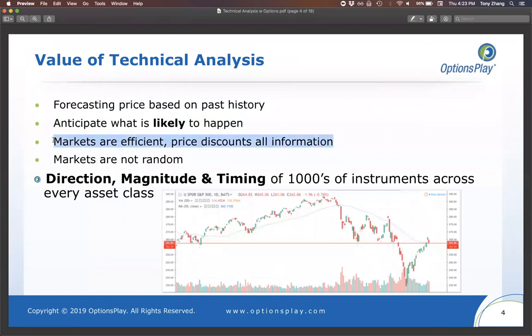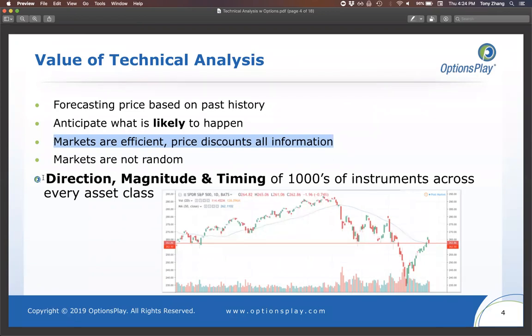And technical analysts believe that markets are efficient, meaning price discounts all information. If you've noticed that whenever there's a news announcement that comes out, that price changes instantaneously, meaning there's no time to process that news and trade on it. Things happen immediately. So we believe that price already reflects all the information that's out there. Markets are not random. So by using technical analysis, we're able to get three very, very important things for trading.